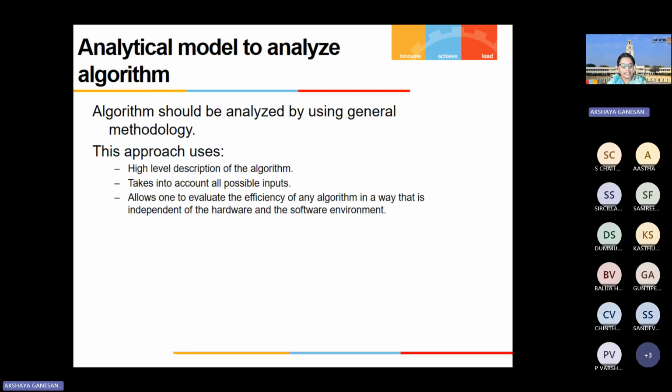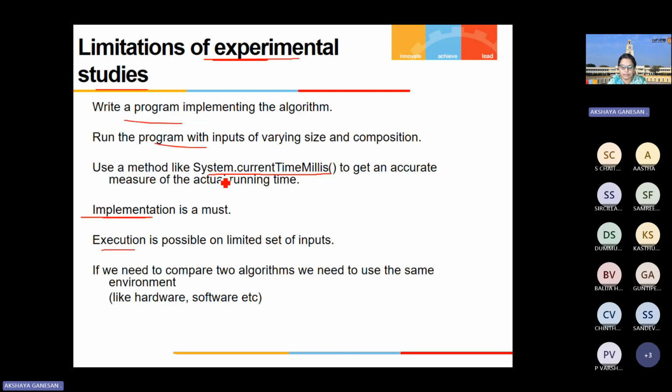So that is why we need an analytical model, right? You cannot practically implement everything before testing or analyzing it. So we need something simple without dependency on the hardware, software, or the input instance. We want a method to analyze the algorithm using a general methodology. It should use only the high level description of the algorithm. It should take into account all possible inputs, not just one input instance like when we measure time here.